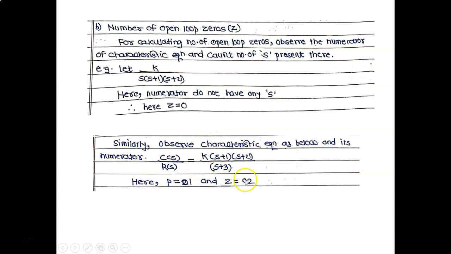Now see this another equation. C(S)/R(S) is equal to K into (S plus 1) into (S plus 2) divided by (S plus 3). Now here, if you first observe, the denominator contains only one S term, that is S plus 3. Therefore S is equal to minus 3, so only one pole is there. Therefore P is equal to 1. And in the numerator, 2 S terms are there, S plus 1 and S plus 2. Therefore S is equal to minus 1 and S is equal to minus 2. Therefore 2 S values are there, so the number of zeros Z is equal to 2.